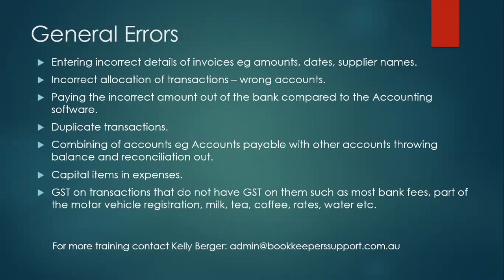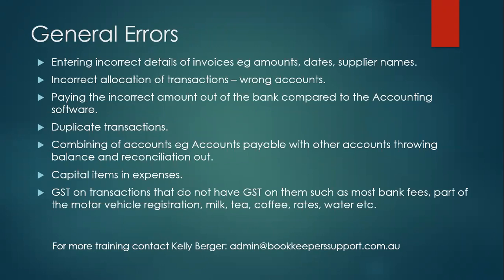So the general errors that I find is entering incorrect details of an invoice, a supplier invoice, such as amounts, dates, supplier names, all wrong, or one of them is wrong. It makes it really hard when you're going to audit a file to go and try and find these things or match them to the bank feeds or bank statements, etc. So that's really important in our job. It is all attention to detail, and that's one of the common problems that I see a lot of.